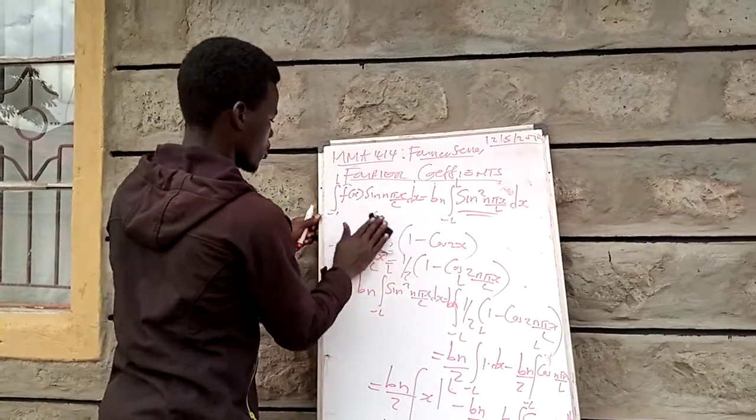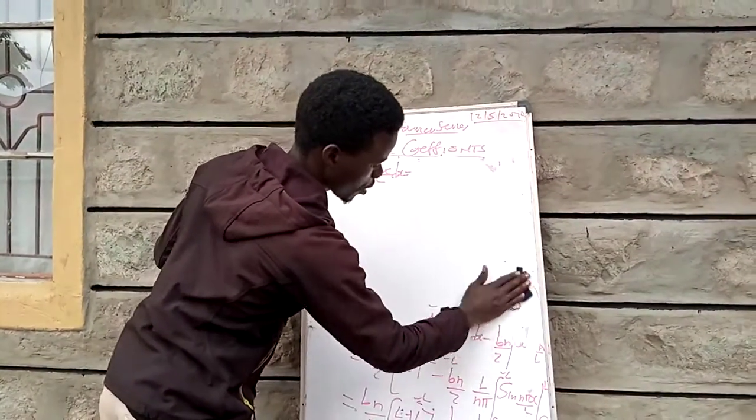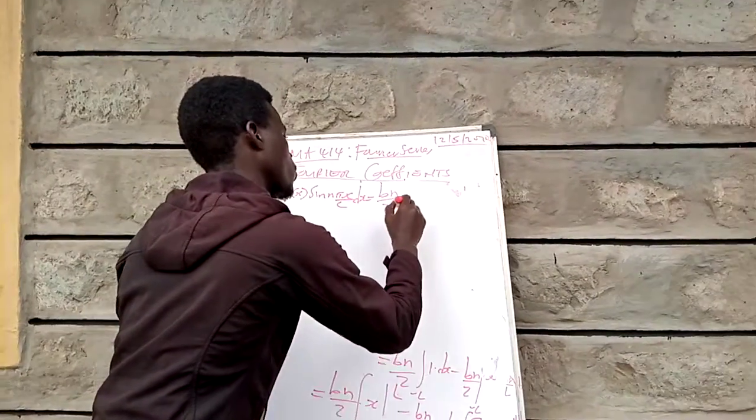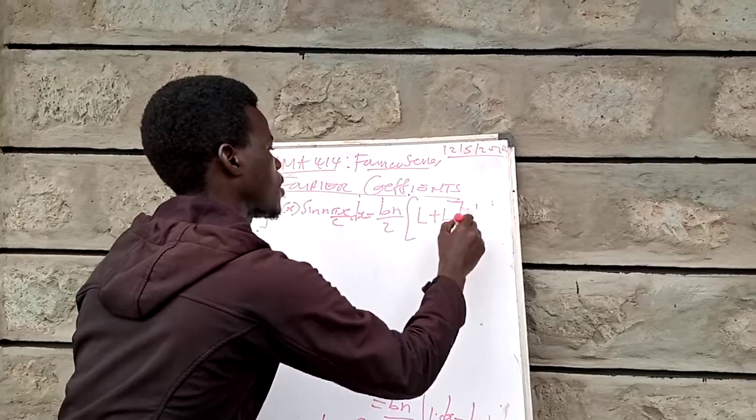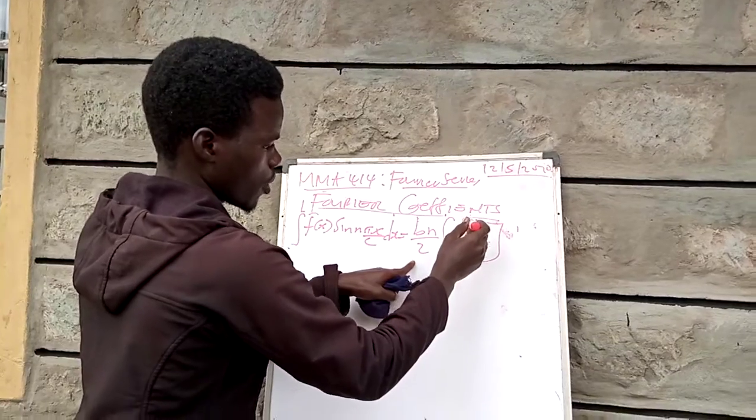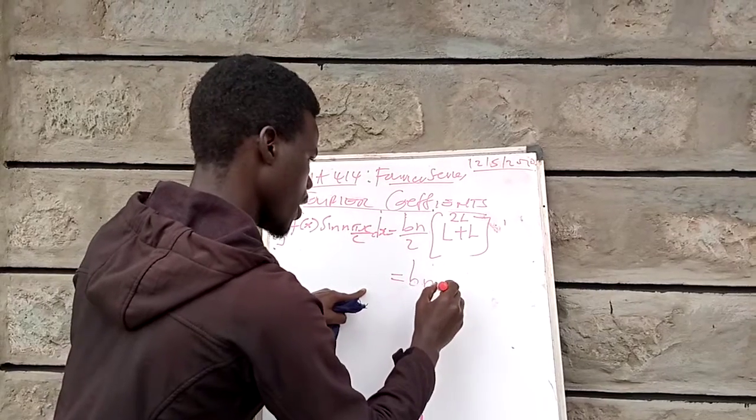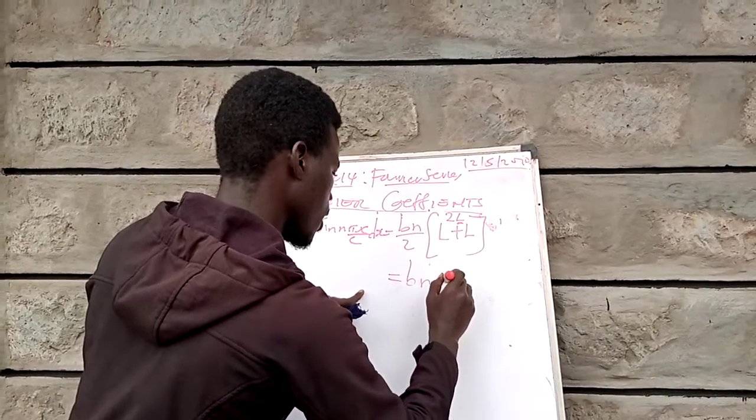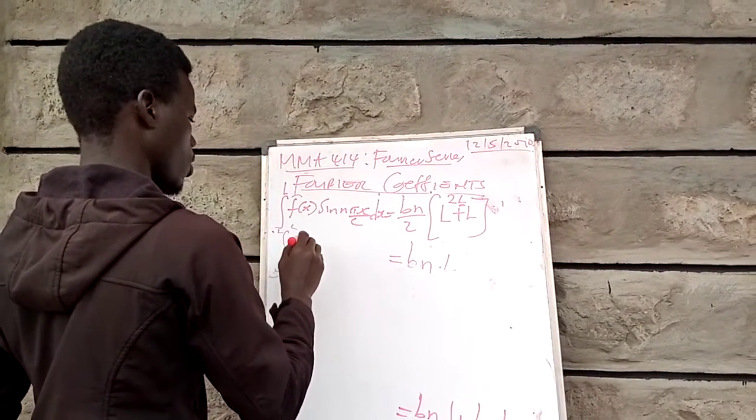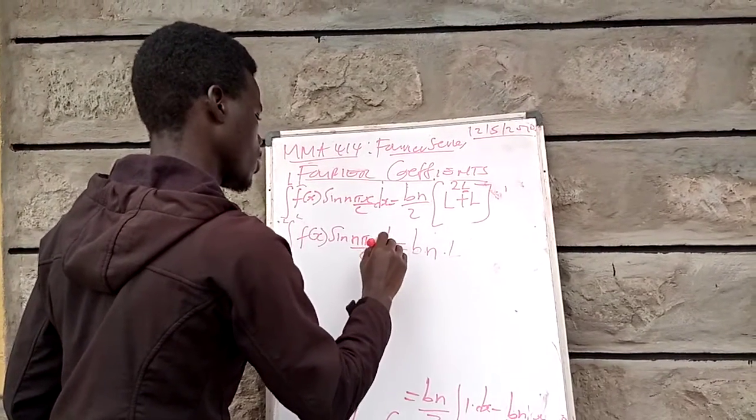And this is what we remain with. We remain with bn over 2 into L plus L. So L plus L is 2L. So the 2 in the numerator cancels with the 2 in the denominator. So that will remain with bn times L. And that one equals the integral from negative L to L of f of x sin n pi x over L with respect to x.